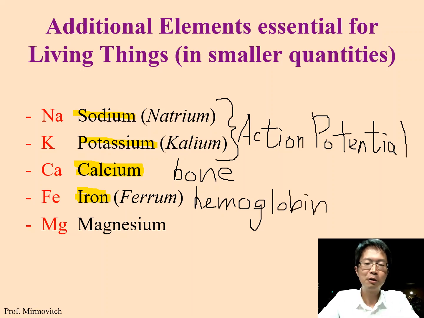So what is hemoglobin? Hemoglobin is a molecule that consists of protein and Fe2+, meaning that it has an iron ion. The function of hemoglobin is to carry oxygen and carbon dioxide in your blood. Your red blood cell has hemoglobin, and hemoglobin is the molecule that carries oxygen and carbon dioxide.